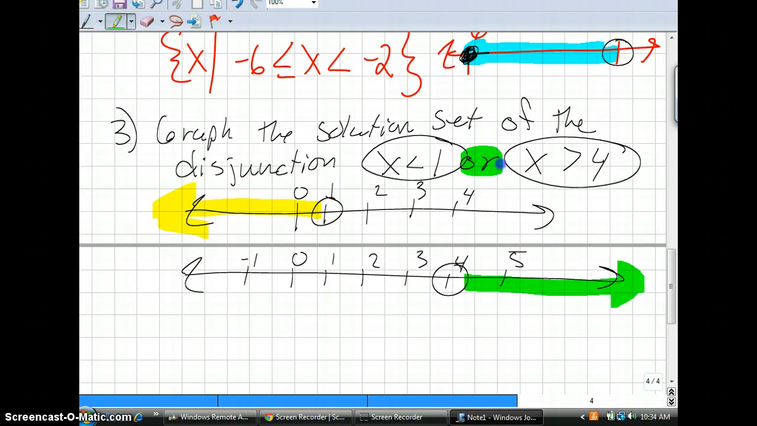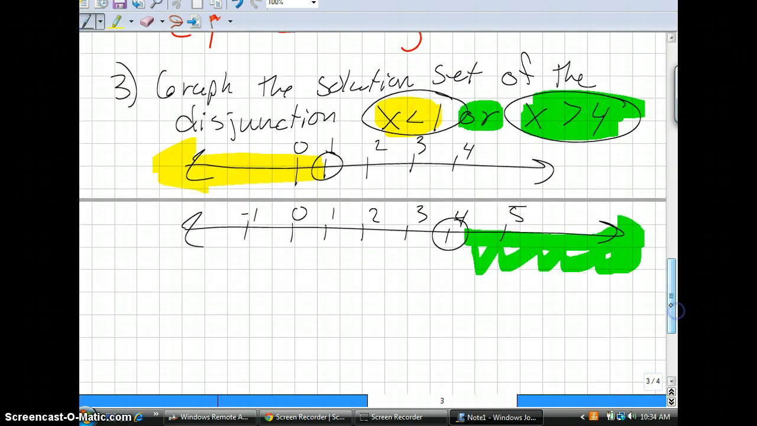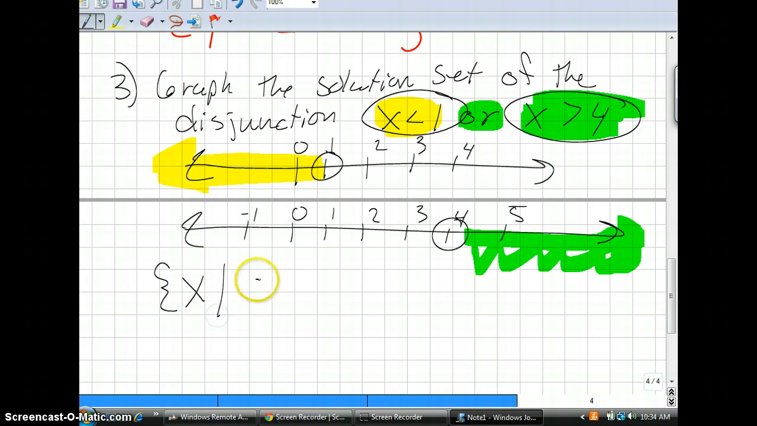Now the key here is that this is an or statement. So if I pick something from here, this side will always be true. Okay? If I pick something from here, this side will always be true. So at least one side is always true, as long as I pick from those regions. So we would say all x such that x is less than 1 or x is greater than 4.